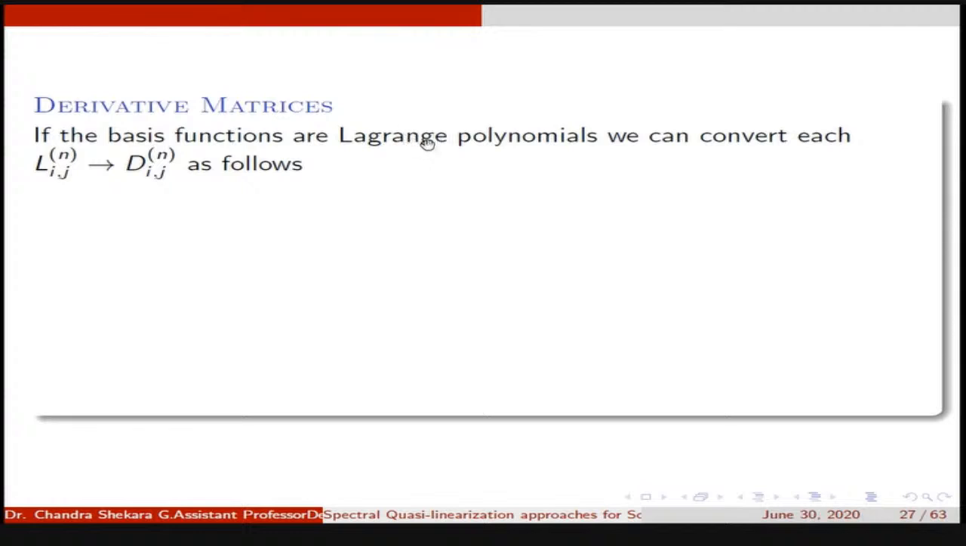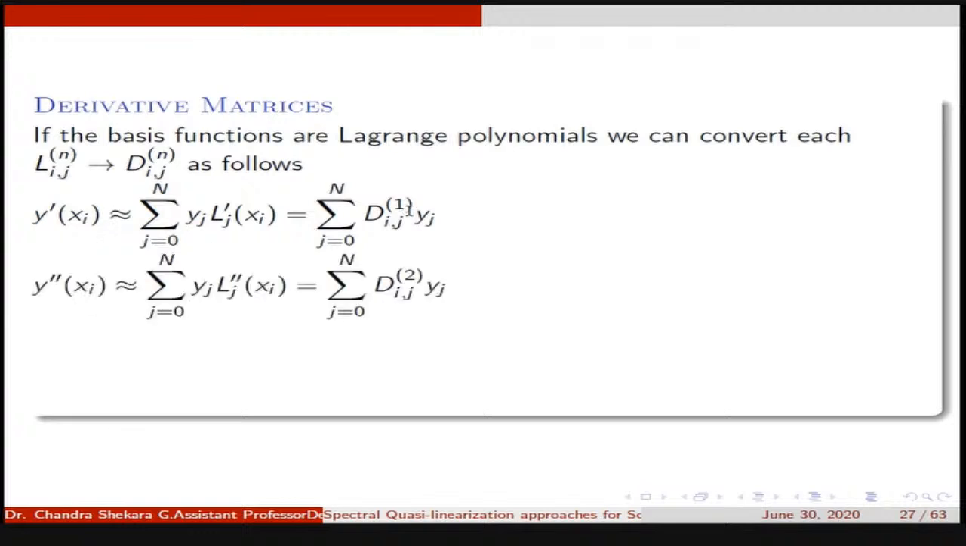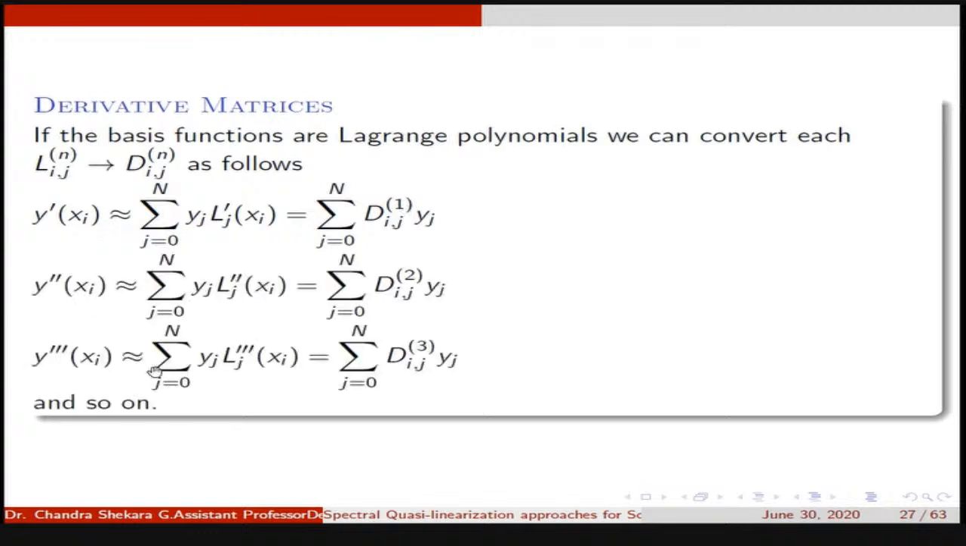If you use basis functions or Lagrange's polynomials, then you can replace the derivative of the Lagrange polynomial by capital D. So if it is a first derivative of Lagrange polynomial, you can write just capital D. Second derivative means you can write D square and so on. So these are the derivatives of Lagrange's polynomials: the first derivative here, the second derivative here, and the third derivative here.